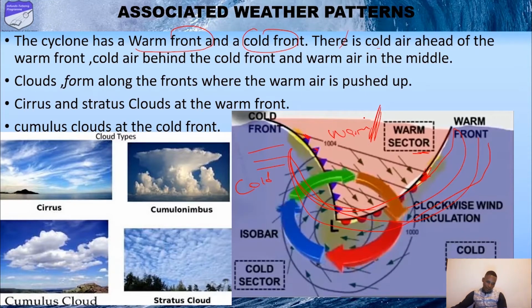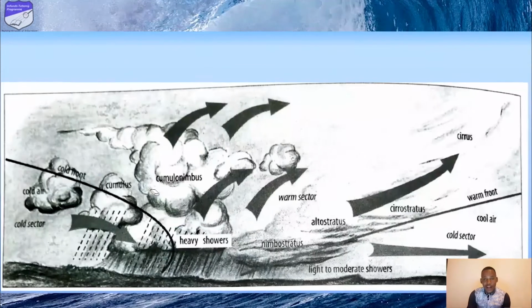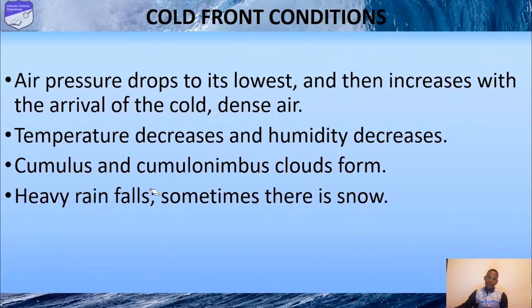All right, good. Now we're going to discuss the types of clouds that are found within each front. I'm going to come back to these 4 images. Let's look at the first one, which is the cold front. How are the weather conditions within our cold front?